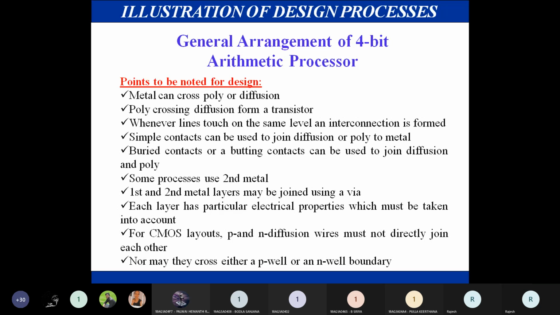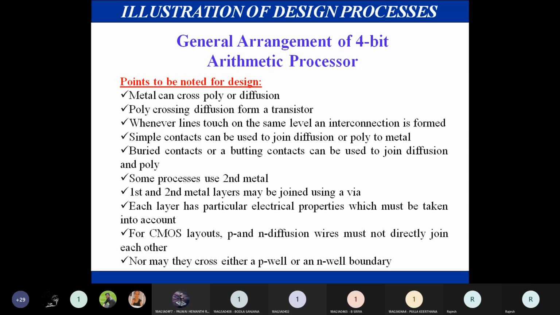So into the layers of the silicon, what are the design considerations for a 4-bit arithmetic processor? Metal can cross poly or diffusion. Poly crossing diffusion forms a transistor. Whenever lines touch on the same level, an interconnection is formed. Simple contacts can be used to join diffusion or poly to the metal. Buried contacts can be used to join diffusion and poly. And the same processes can be used for second metal. Two metals can be joined by a via, and each layer has particular electrical properties.